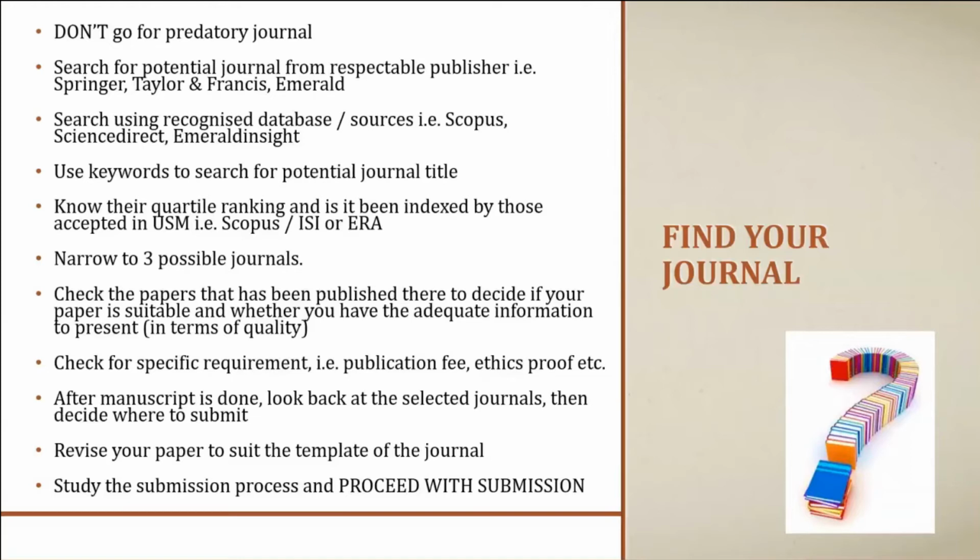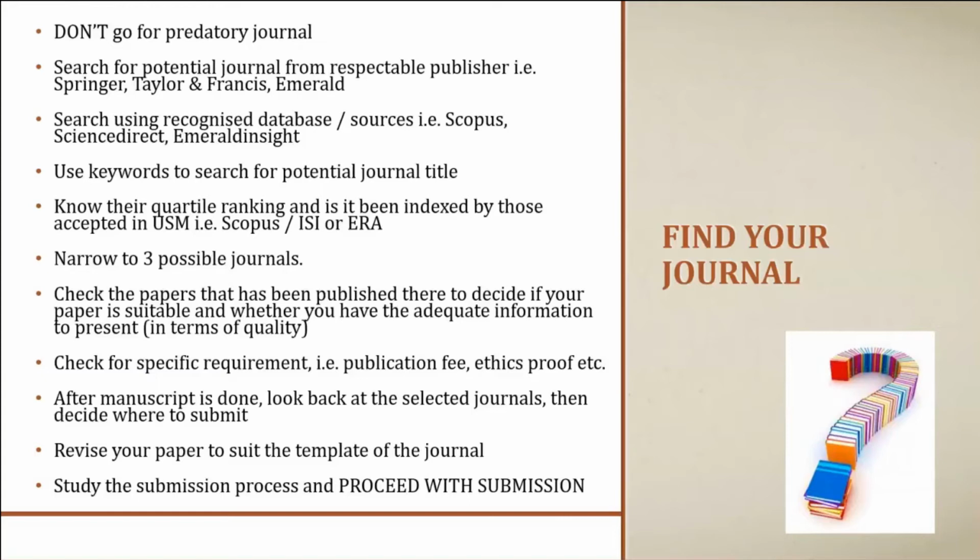Narrow into 3, and then check the papers that have been published there to decide if your paper is suitable. This one I've already highlighted before. Check for specific requirements. For example, some journals want ethical proof, meaning you have to show proof that this research has been approved by the ethical committee of the university. Some journals want that, so you have to check. Some journals want your photo and your biography. So check for specific requirements.